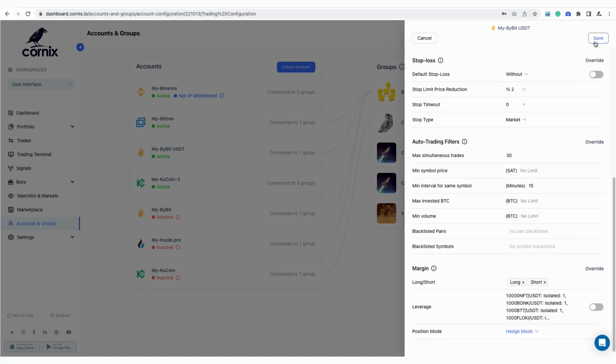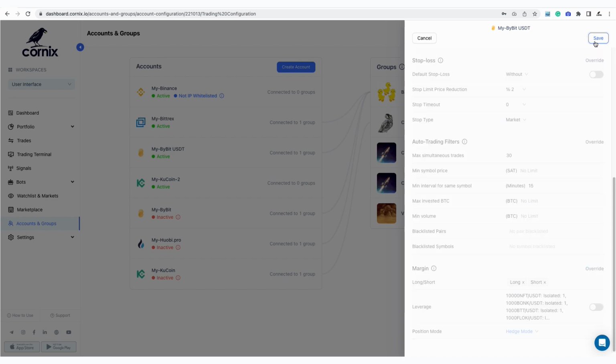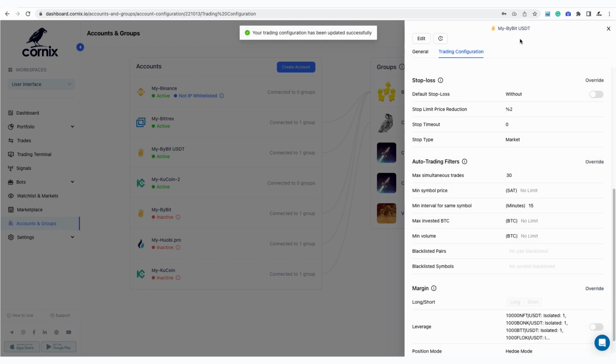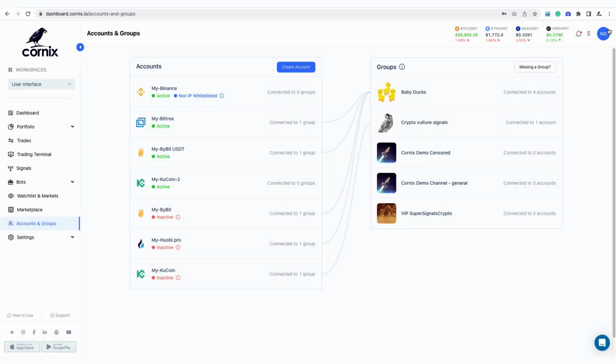Before changing your position mode, please ensure that all open positions and orders on the exchange have been closed, as well as any active trades on Cornix. When setting your position mode in your Cornix trading configuration, Cornix will automatically adjust these changes on the desired exchange to be aligned with your configuration.